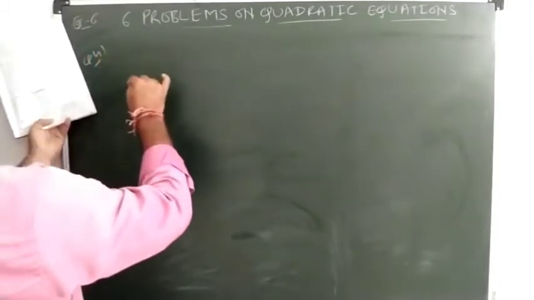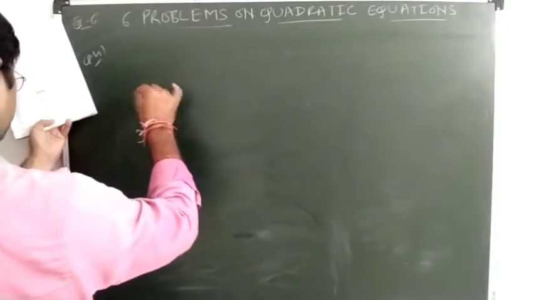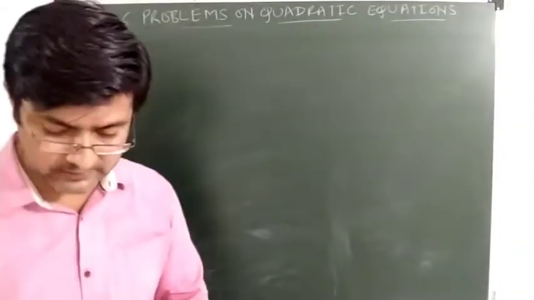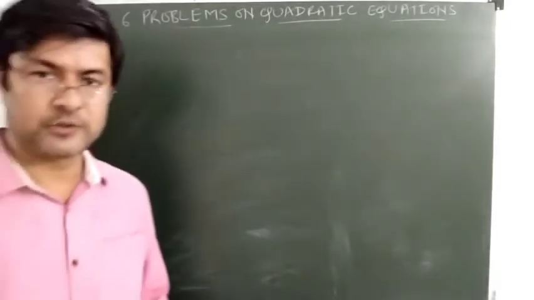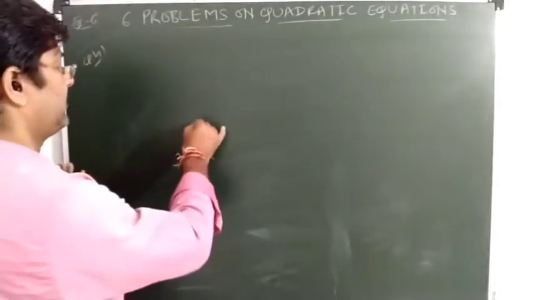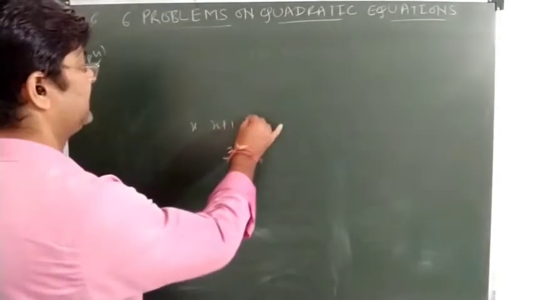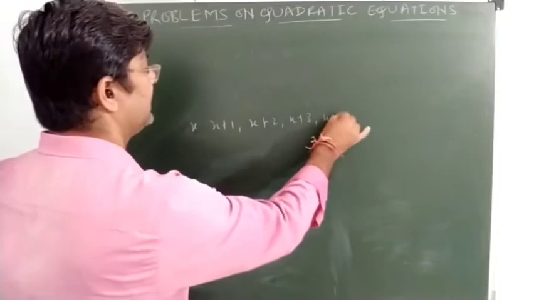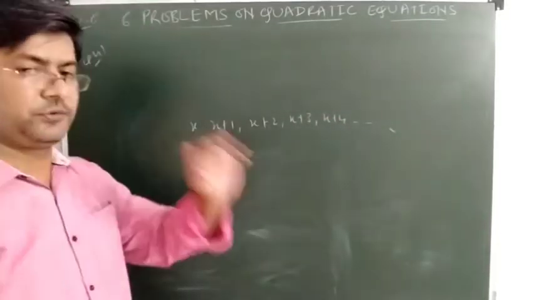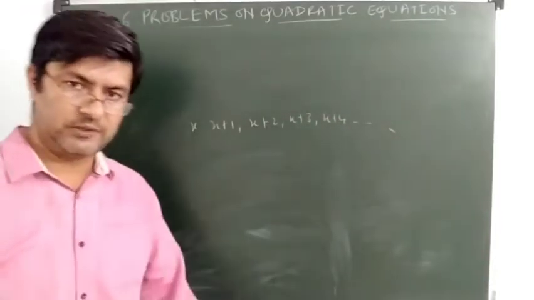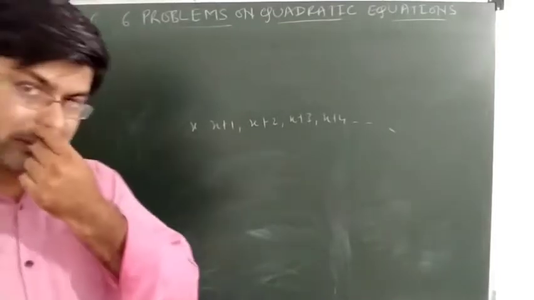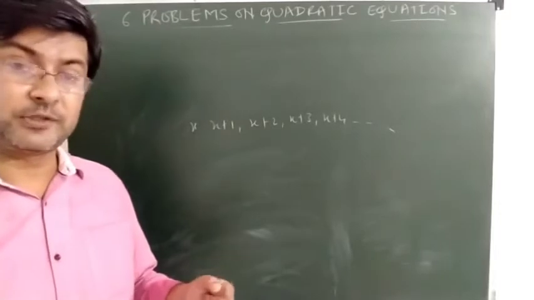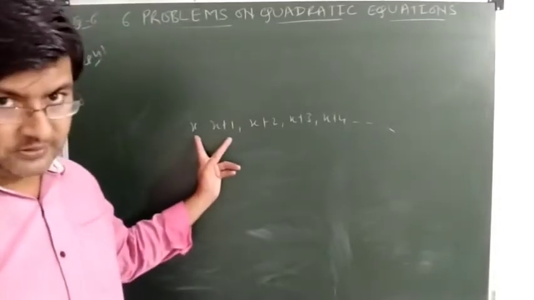Find two consecutive natural numbers, the sum of whose squares is... Here we have to take two consecutive natural numbers. Obviously, consecutive numbers will be of the form x, x plus 1, x plus 2, x plus 3, x plus 4, and so on you can take, since the difference between two consecutive numbers is always 1. Clear? So we will take the two numbers to be x and x plus 1.